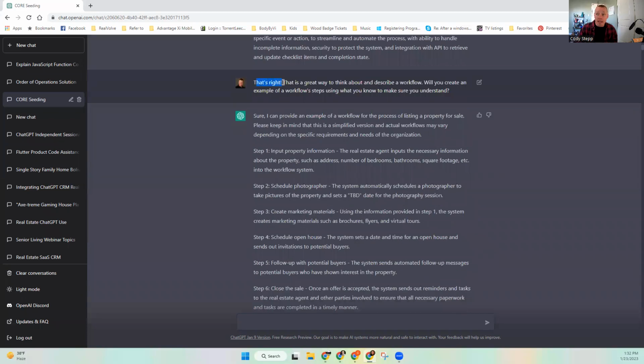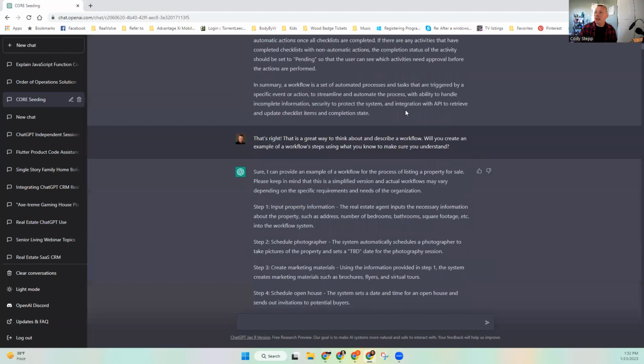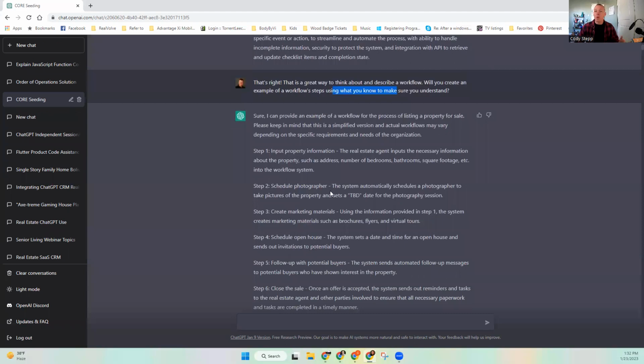I'm validating what it's giving me. It's giving me good explanations, so I want to encourage it. And then I start to ask it to create, which is a little power word for GPT: create, explain, give an example of steps within a workflow. Again, I'm trying to validate that what it understands is good information.